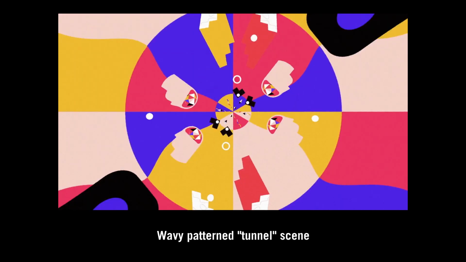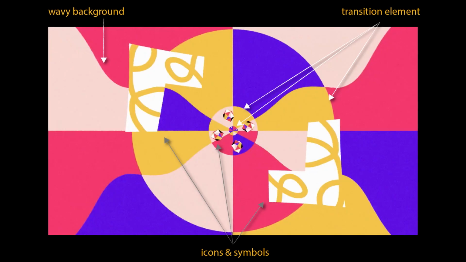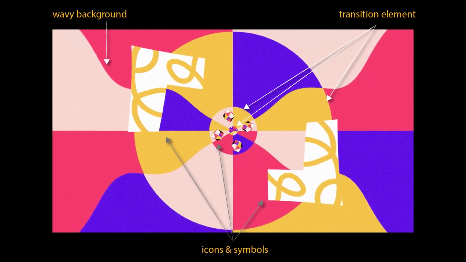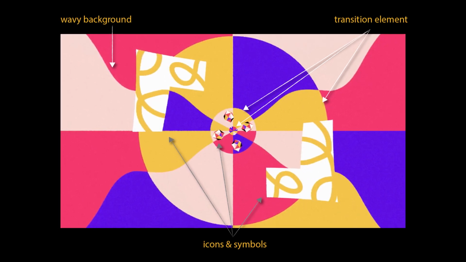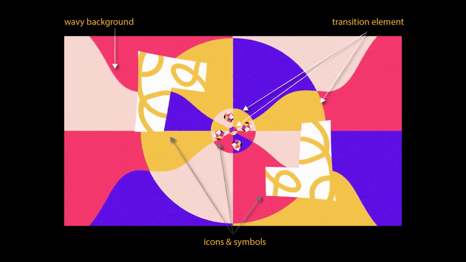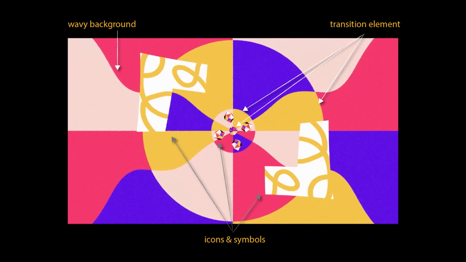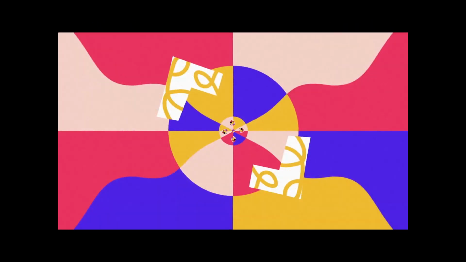I observe three elements we need to create: the wavy pattern background, the transition element, and these graphic elements that scale to zero as it approaches the center. This is a two-part tutorial, and this week we will focus on just the background. If we pay attention to the background, we realize two things.